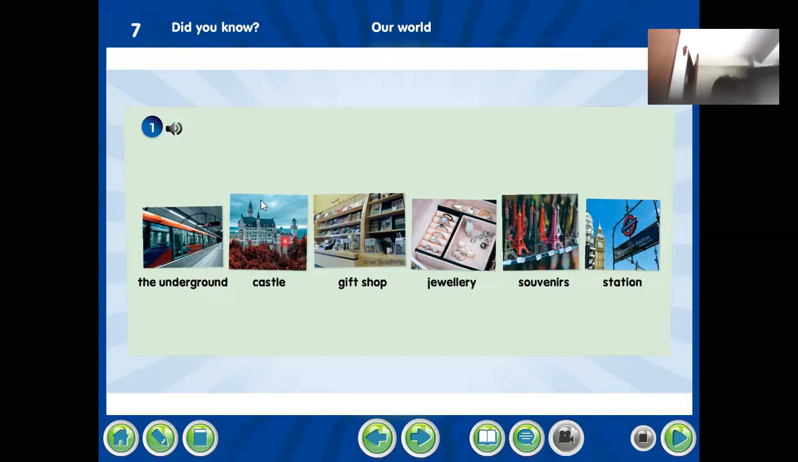Castle, you know, no? Castle, similar to Spanish. Gift shop, you know, is the place where you go to buy gifts, to buy presents. That's a gift shop. Jewelry. When we talk about earrings, necklace, bracelets, those things are jewelry. Okay, in Spanish, joyería. Joyas, jewelry. Souvenirs, you know, no? Souvenirs are gifts, no? To remember one place. And a station, this is a station, Jose. Station, no? As you know.